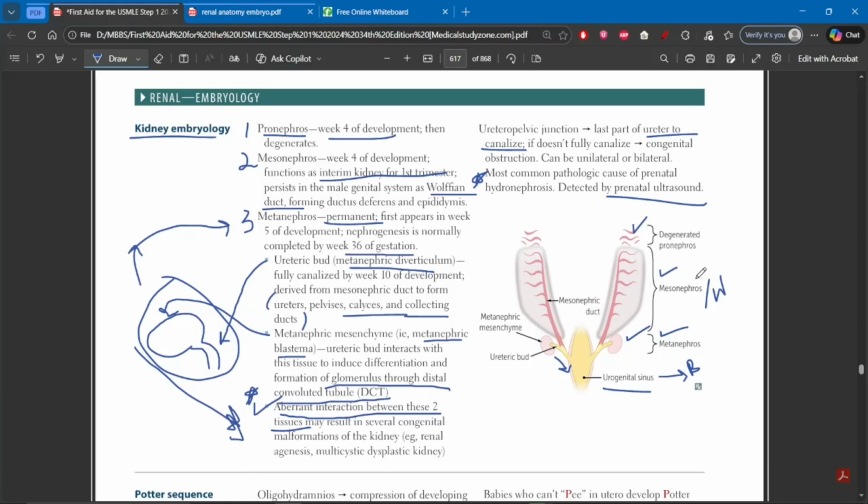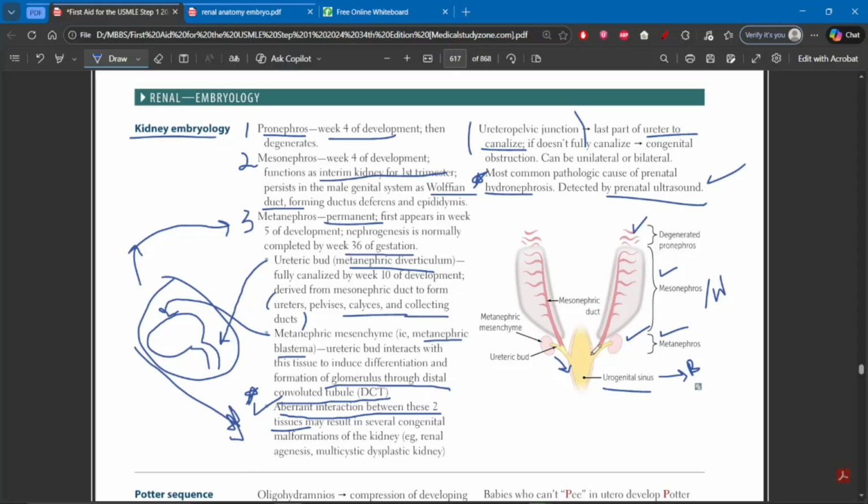You will not use any other imaging modality, because other imaging modalities such as CT scans are harmful for the mother and the fetus. They have radiation. So you will always use an ultrasound. So there is nothing special about this point. But what is special is that the most common pathological cause of prenatal hydronephrosis is the failure of the ureteropelvic junction to canalize. So that is the most common pathological cause of prenatal hydronephrosis.